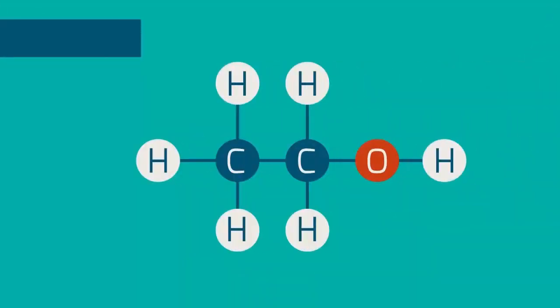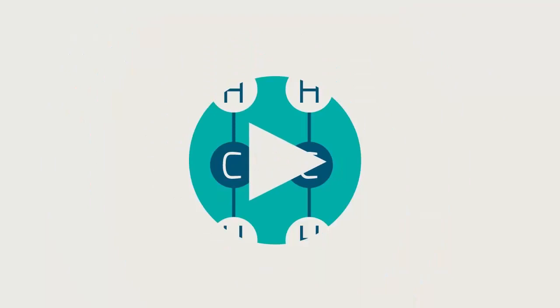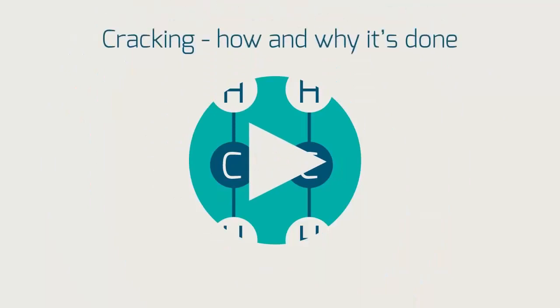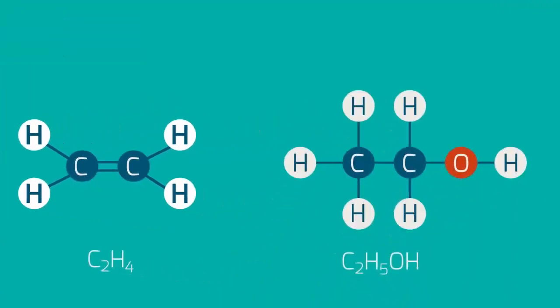This one also makes ethanol, this time from a hydrocarbon called ethene. You might have come across it in our videos on hydrocarbon cracking. Here's the ethene molecule and its molecular formula. Here's the ethanol molecule from before.